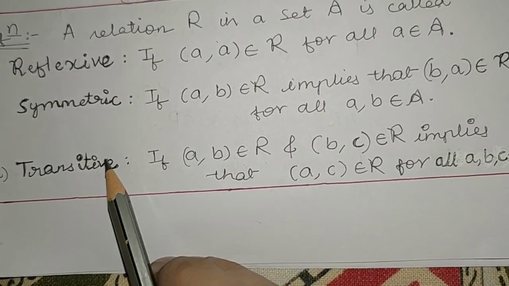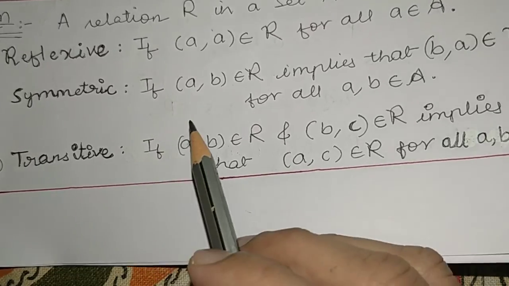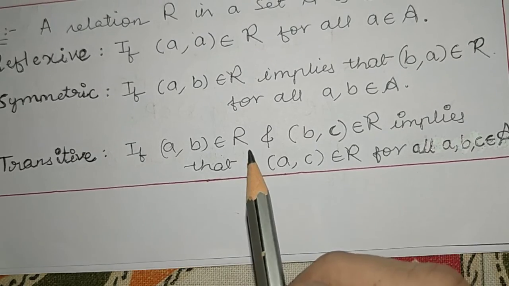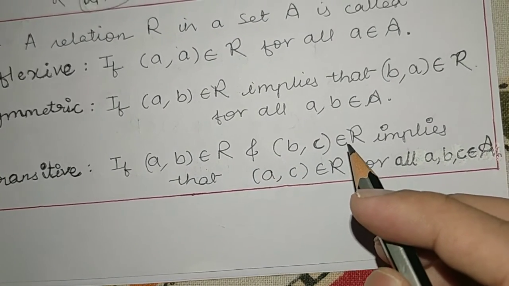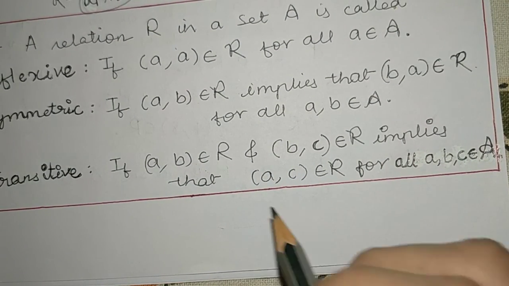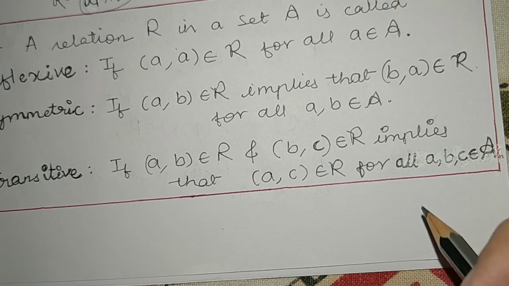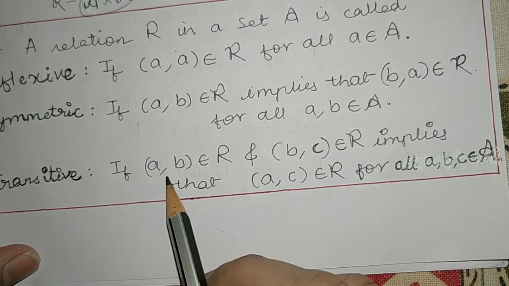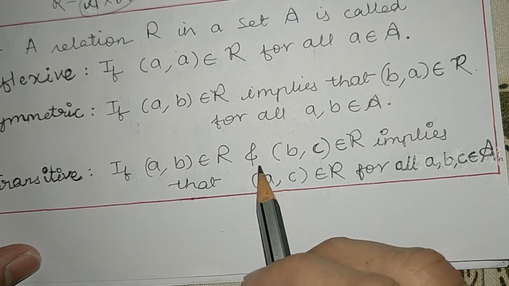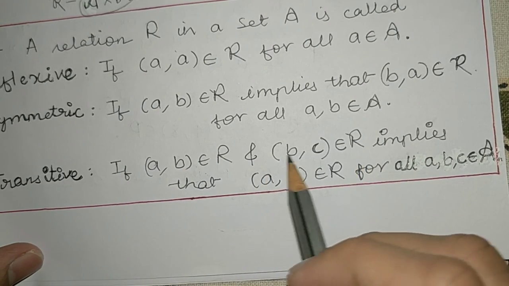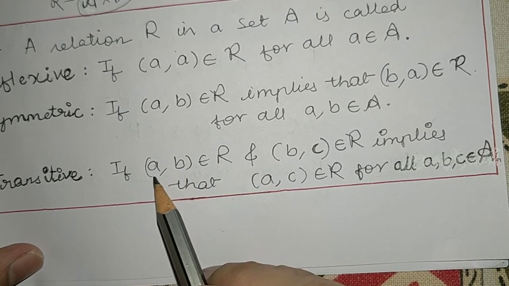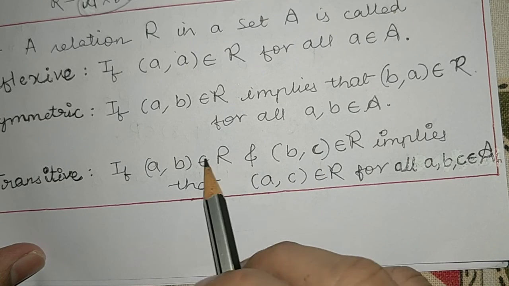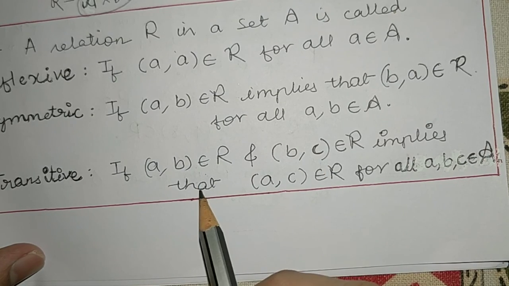Now let us go to the third type of relation, which is transitive relation. Now what is a transitive relation? If (A, B) belongs to R and (B, C) belongs to R implies that (A, C) belongs to R for all A, B, C belonging to the set A. Here you have the element (A, B) which belongs to R and (B, C) which also belongs to R. So the second element of the first ordered pair is equal to the first element of the second ordered pair. B and B, they are there.